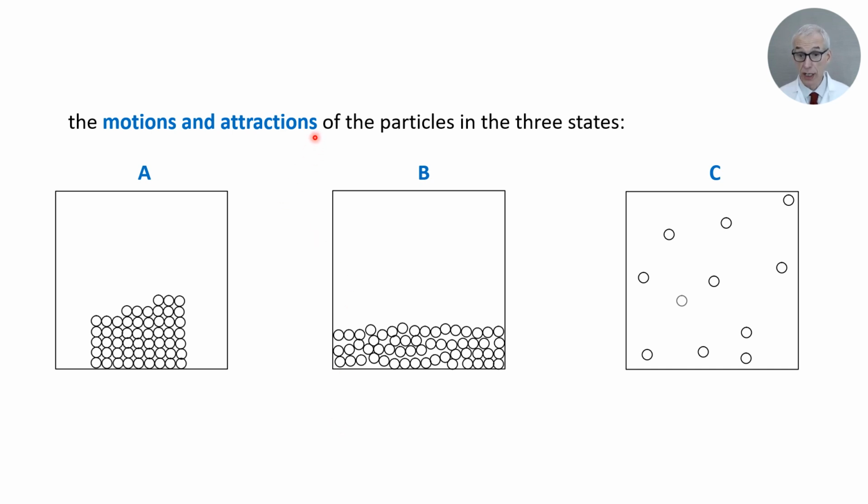Now let's consider the three states in terms of the motions of the particles and the attractions between the particles. So we've got solid, liquid, gas. Write down some statements about the motion of the particles and the attractions between those particles for a solid, for a liquid, and for a gas. Pause the lesson. Come back when you have completed that task.